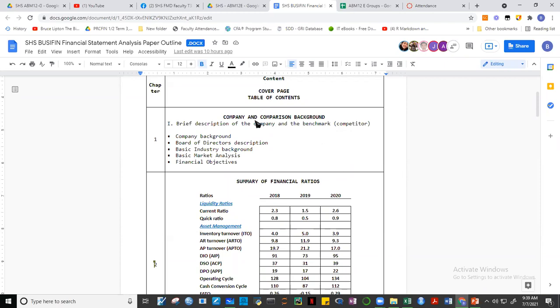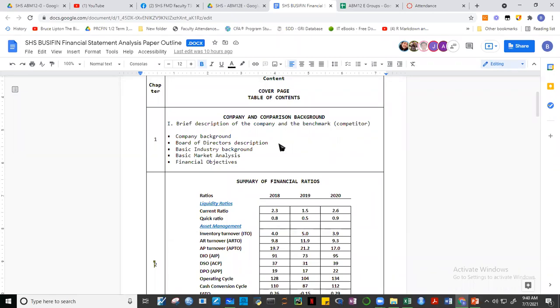So there are actually two companies that you're going to choose. One is the company of your choice, and the other one is the competitor. So there should be two, no? So you're going to discuss the company background, who their board of directors are. This is important because, as we said, the issue of governance, no?